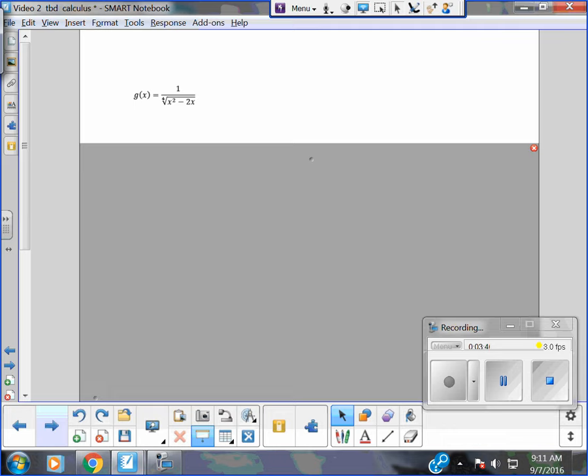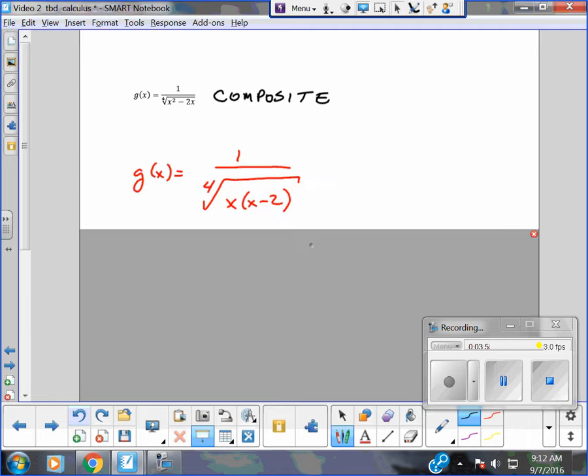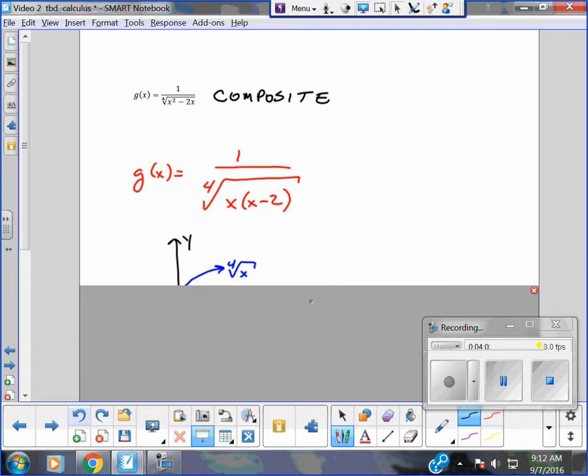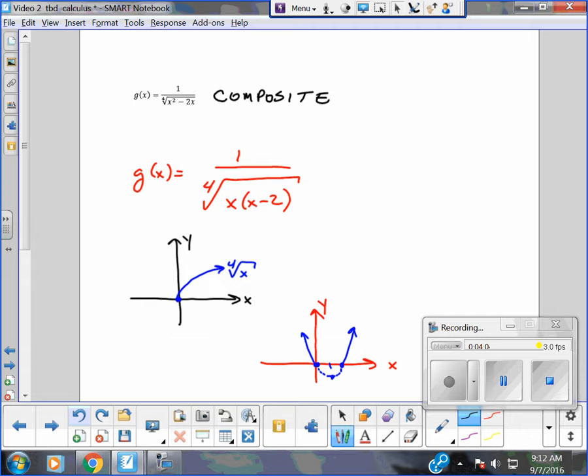Last one today. Now you might see this and say, oh, polynomial over what looks to be a polynomial, but if you look there, it's the 4th root. So this is a composite function. And now we've got to find its domain. And when I do this, I want to make sure we're clear about the 4th root of x down here, and I factored the inside, we have this going on.